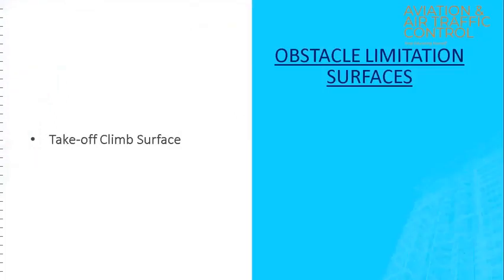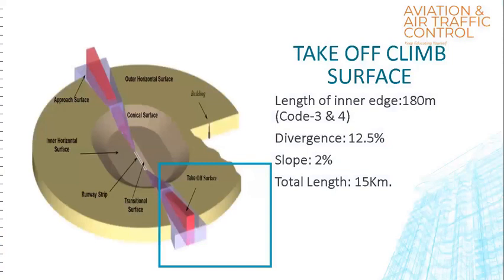Now we will discuss the takeoff climb surface. The origin of the takeoff climb surface starts with an inner edge of a specified length, located at a specified distance from the end of the runway or the clearway. The plane from the inner edge slopes upwards at a specified rate, with the two sides of the plane originating from the ends of the inner edge diverging uniformly outwards at a specified rate to a specified final width, and continuing thereafter at that width for the remainder of the specified overall length of the takeoff climb surface until it reaches the outer edge, which is horizontal and perpendicular to the takeoff track.